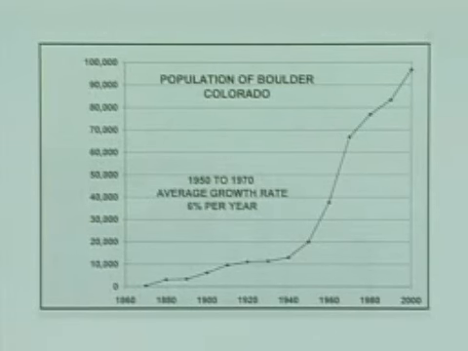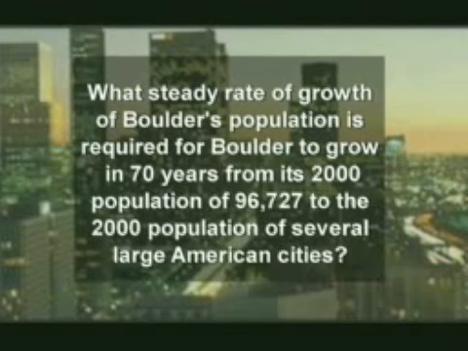Here's a graph of Boulder's population. There's the 1950 U.S. Census figure, 1960, 1970. In that 20-year period, the average growth rate of Boulder's population was about 6% per year. Now, we've been able to slow the growth somewhat. There's the 2000 census figure. Well, I like to ask the people, let's start with the 2000 census figure, go another 70 years, one more human lifetime, and ask, what rate of growth of Boulder's population would we need in that 70 years so that at the end of 70 years, Boulder's population would equal today's population of your choice of major American cities?